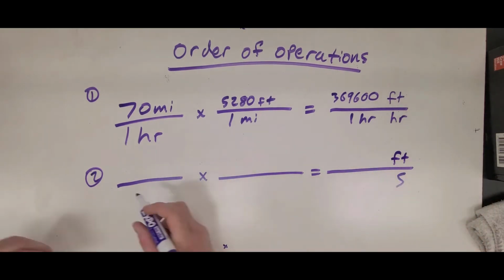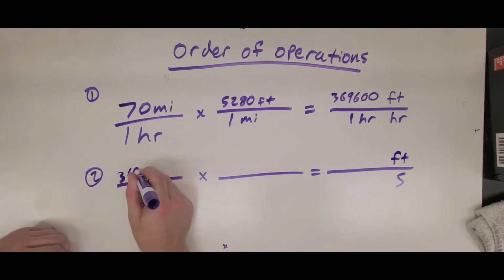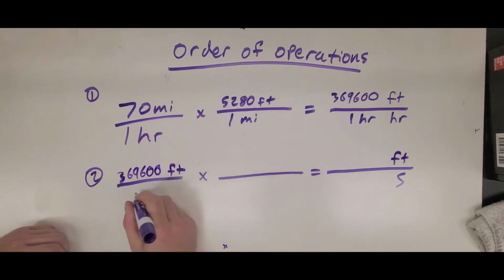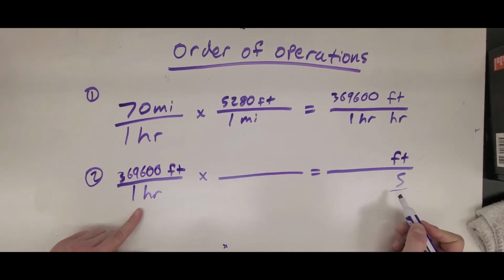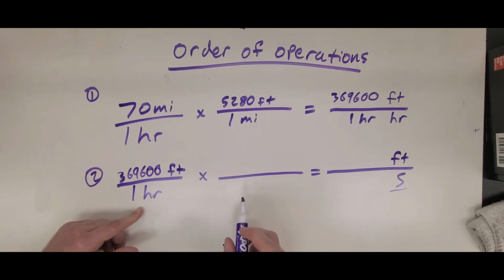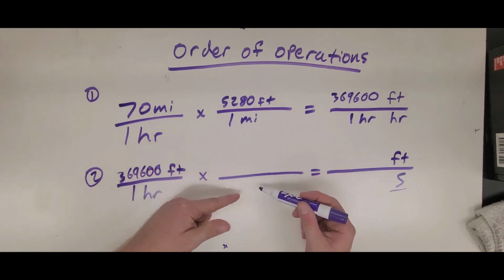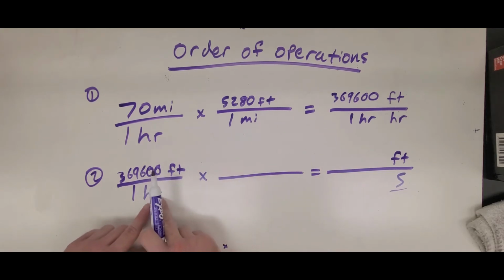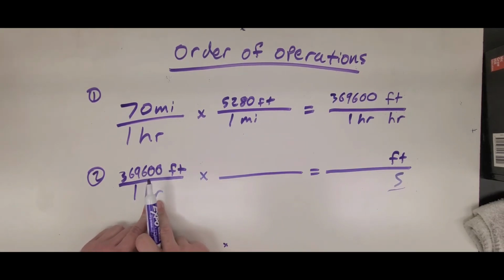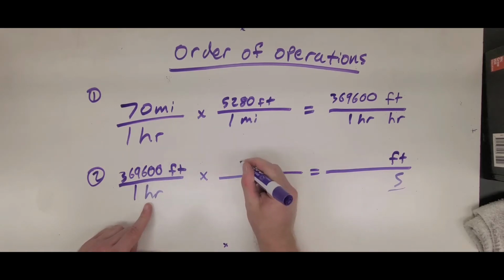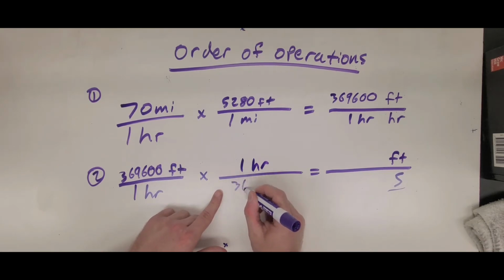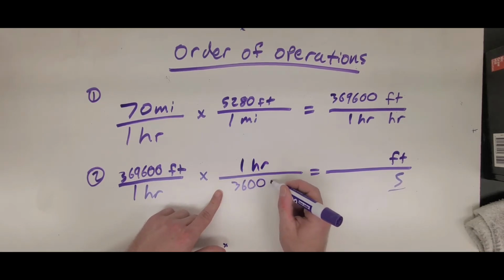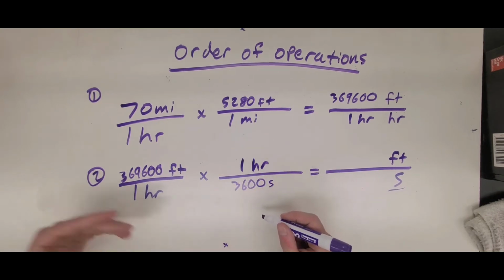So we will bring this number down here. That was 369,600 feet in 1 hour. And we need to change this hour to seconds over here. So to do that, the only wrinkle is we put our desired units on the bottom part of this fraction, because that is where the starting units, where we want to change, is. So we will put our 1 hour up top, and then there are 3,600 seconds in 1 hour.